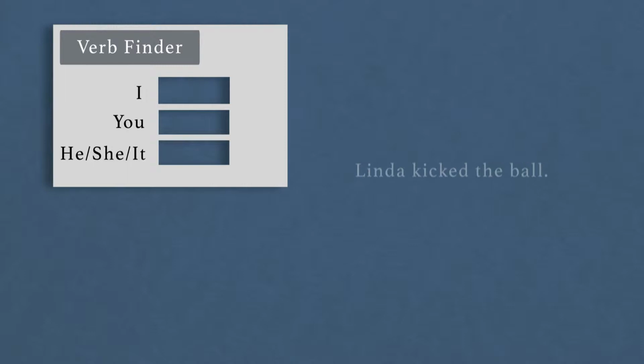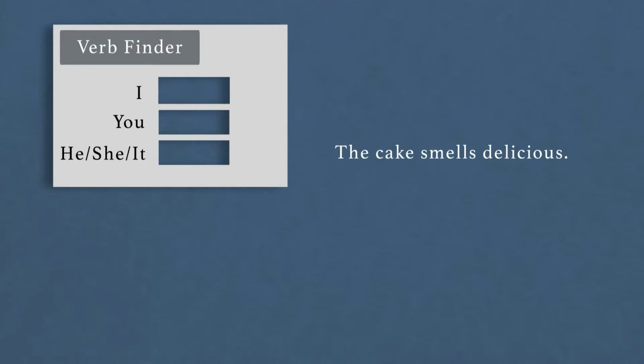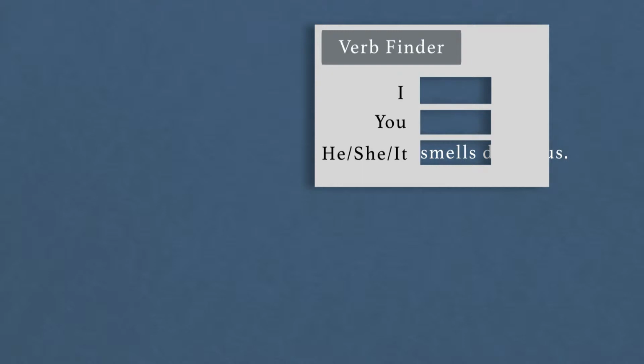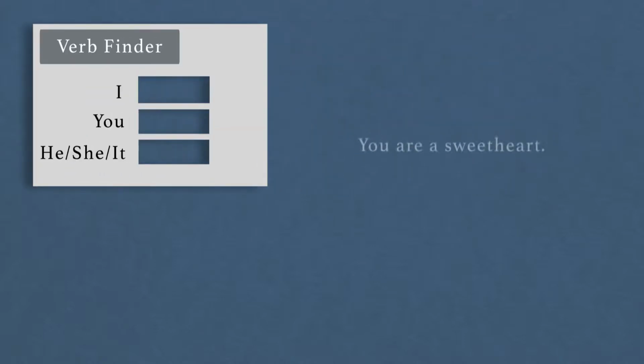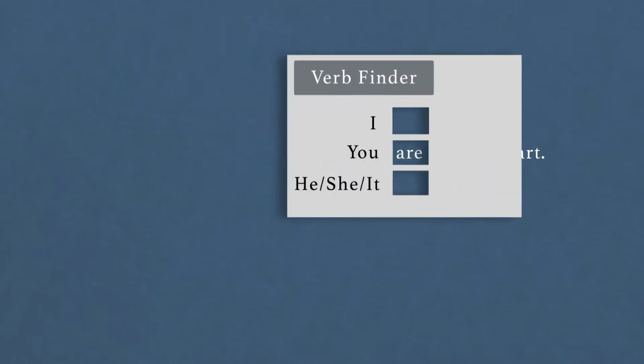That's our verb. The cake smells delicious. There's only one word that fits. It's not cake. It's not delicious. It's not, well, I smells. He, she, it smells. All right? That fits. You are a sweetheart. What word fits in there? Only are to make a sentence. You are is our sentence, is our verb.